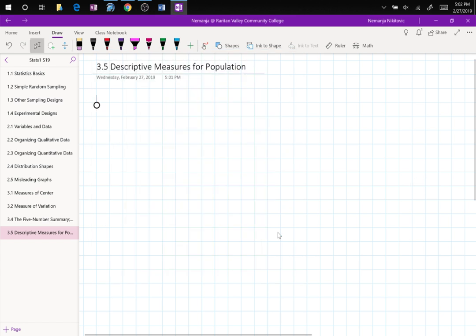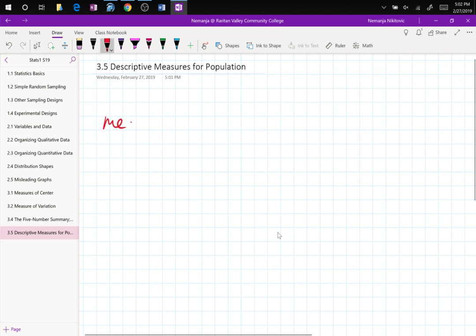Hello and welcome back to Statistics1. It's time to take a look at descriptive measures for population, which means mean, standard deviation, and something called z-scores. Let's see what this is all about.